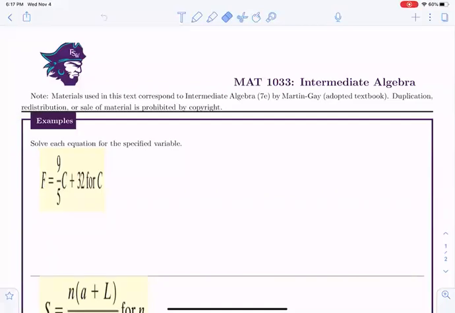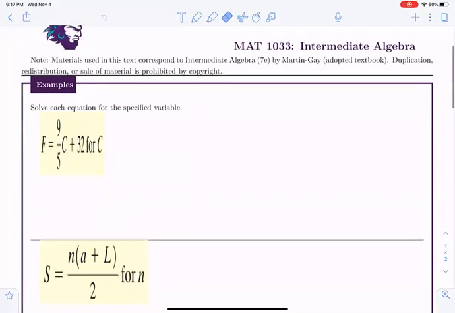So rational equations play a significant role in many applications. One is something that we use all the time, which is the conversion between Fahrenheit and Celsius. The equation right here would convert Celsius C to Fahrenheit F for any given Celsius value.